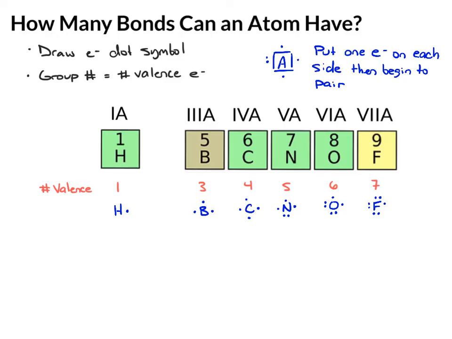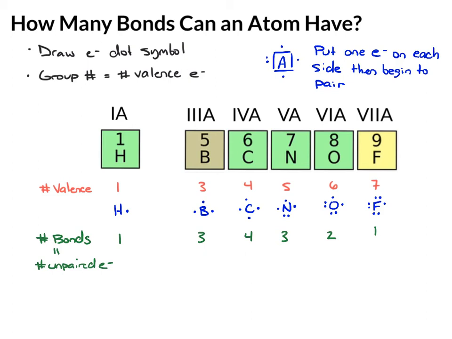The way we use these electron dot symbols is we look at how many unpaired electrons there are, and that gives us the number of bonds. So hydrogen has 1 unpaired electron. Hydrogen likes to make 1 bond. Boron has 3 unpaired electrons. Boron likes to make 3 bonds. Carbon, 4 bonds. Nitrogen, now because we have a pair, okay, we don't count the pair, but we have 3 unpaired electrons, so nitrogen likes to make 3 bonds. Oxygen, 2 bonds. And fluorine, 1 bond.